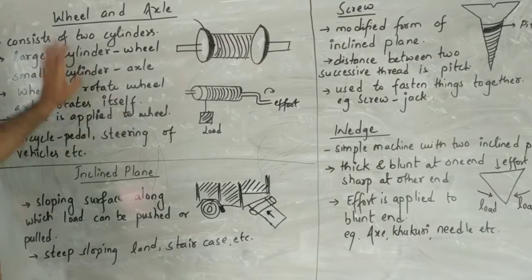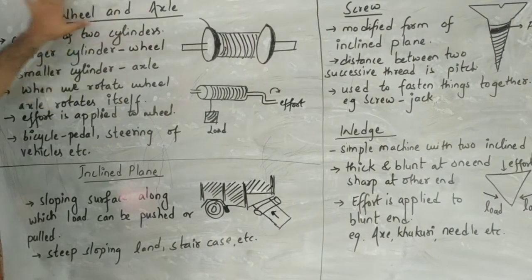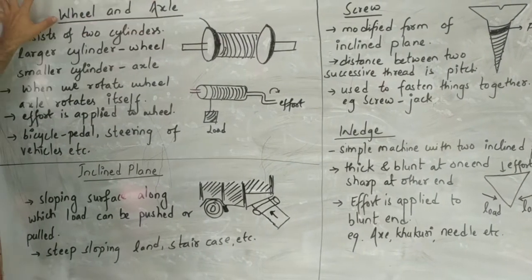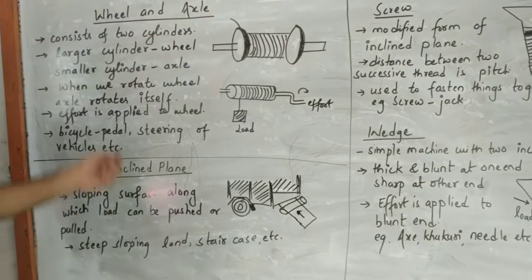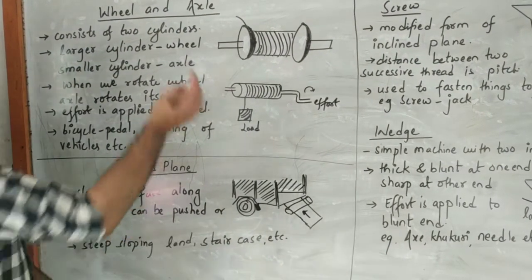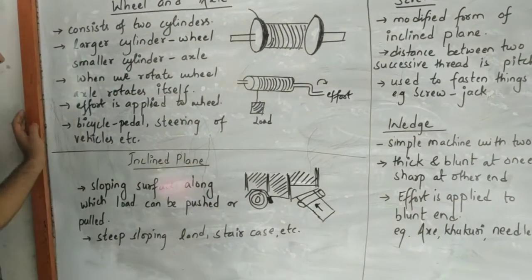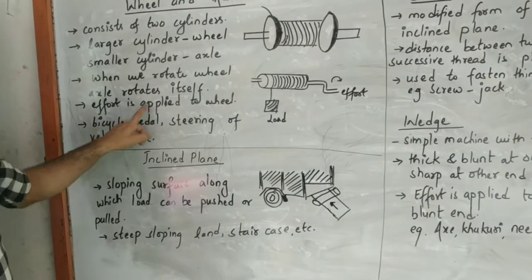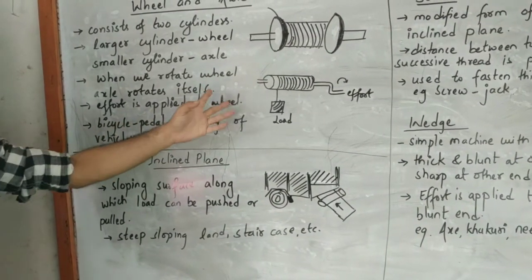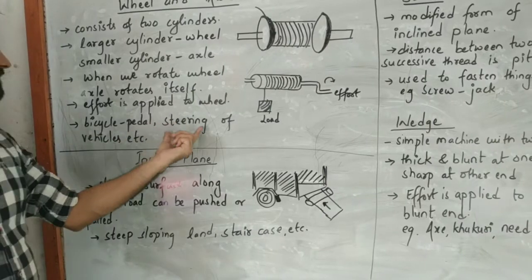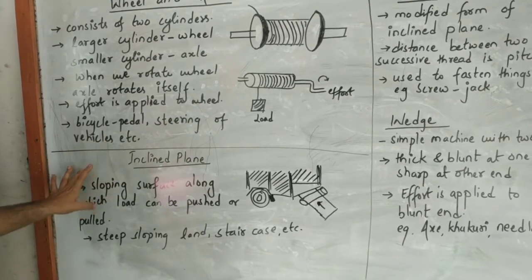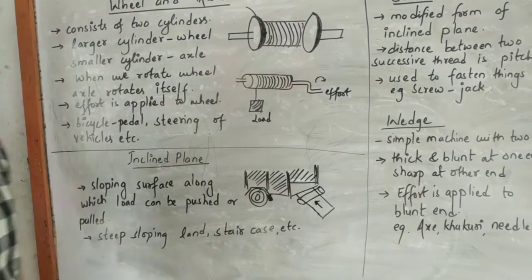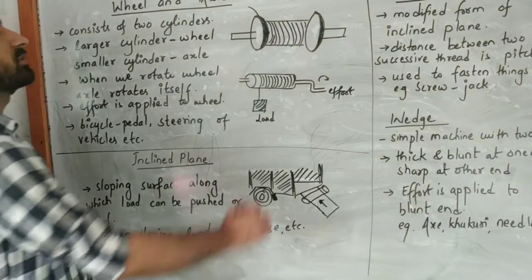They are attached to one another in such a way that if we rotate the wheel, the axle rotates itself. Effort is applied to the wheel. Now some of the examples are bicycle pedal, steering of a vehicle, etc. While flying kites also we use a wheel and axle. We apply force on the wheel.